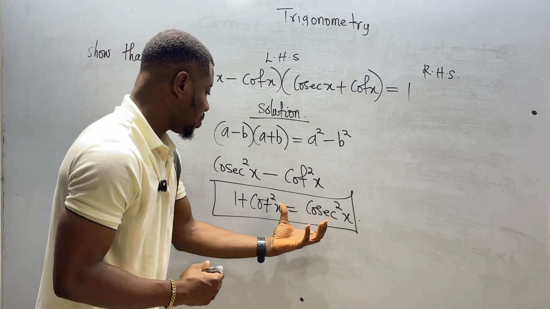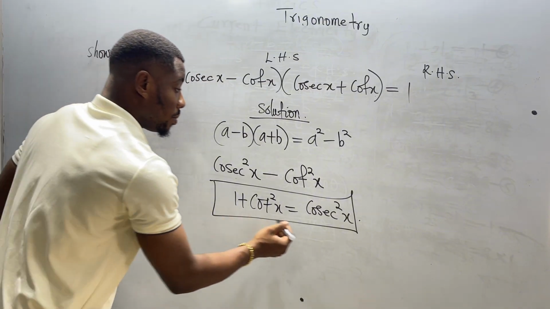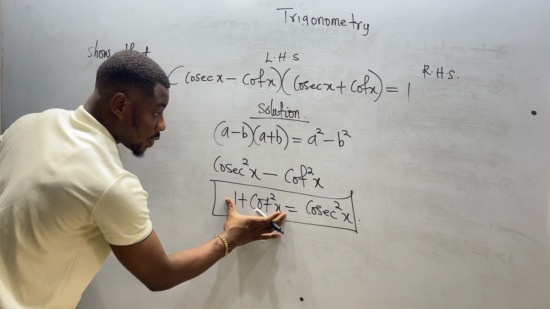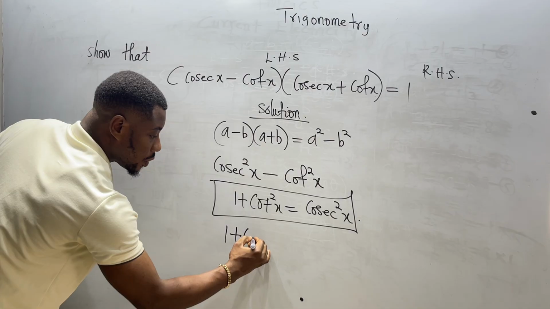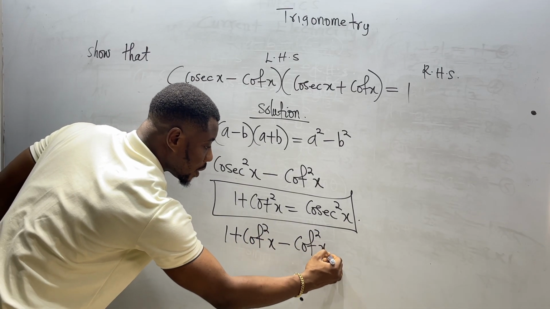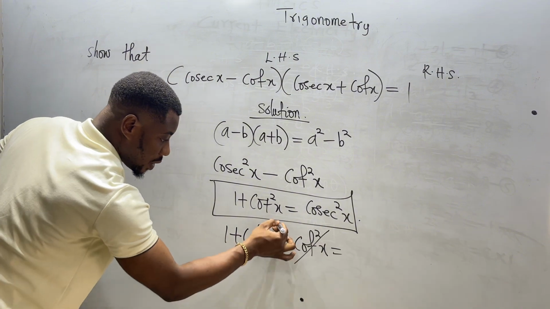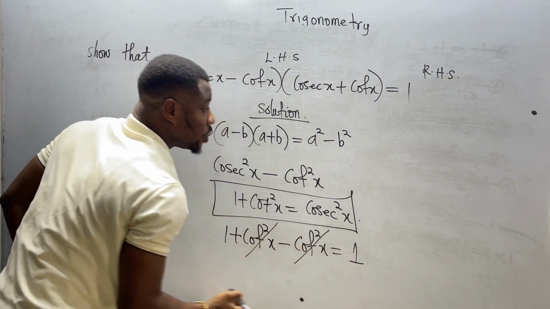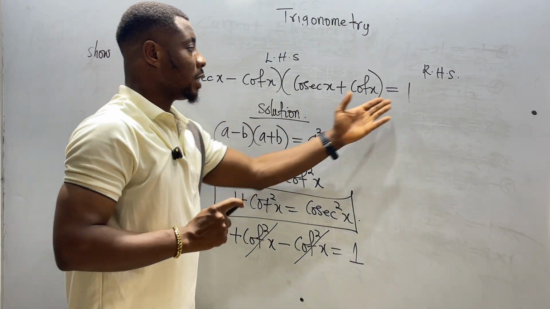So I can substitute cosec squared as 1 plus cot squared. So we have 1 plus cot squared x minus cot squared x. This gives us 1. So I'm able to show quickly that everything here is equal to 1.